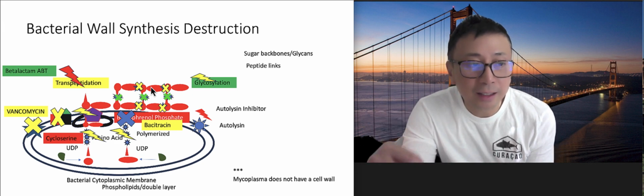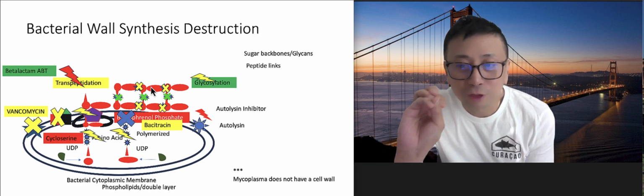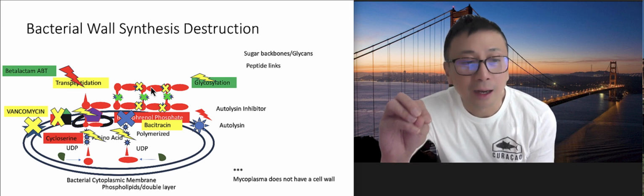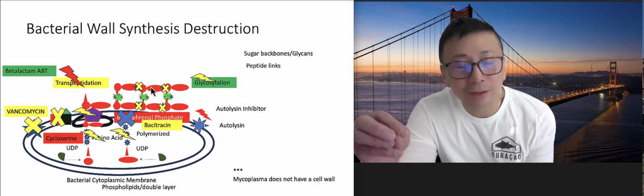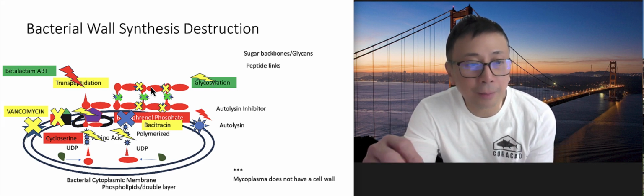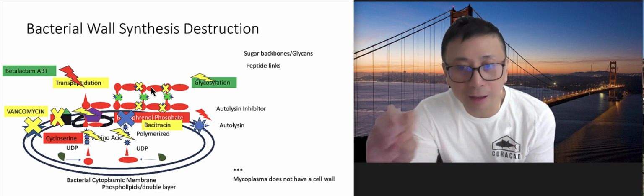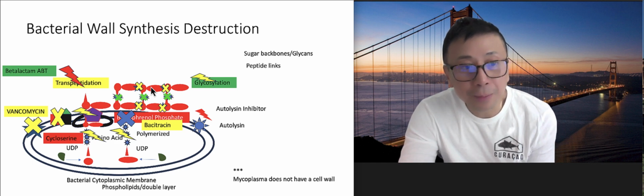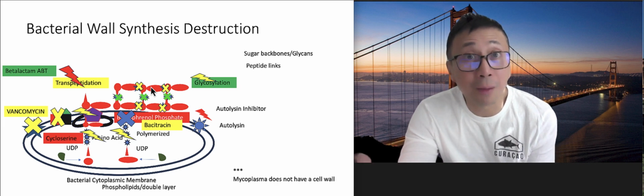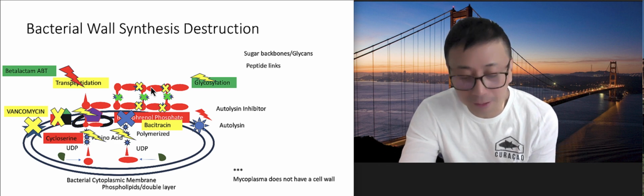Again, cycloserine stops the amino acids or protein synthesis inside the membrane to create the peptide, right? And bacitracin, you want to stop the BPP, that transporter, from transporting the NAM-NAG outside the cytoplasmic membrane. And you want to stop the glycosylation using vancomycin. You want to stop transpeptidation with your beta-lactam antibiotics. Okay?